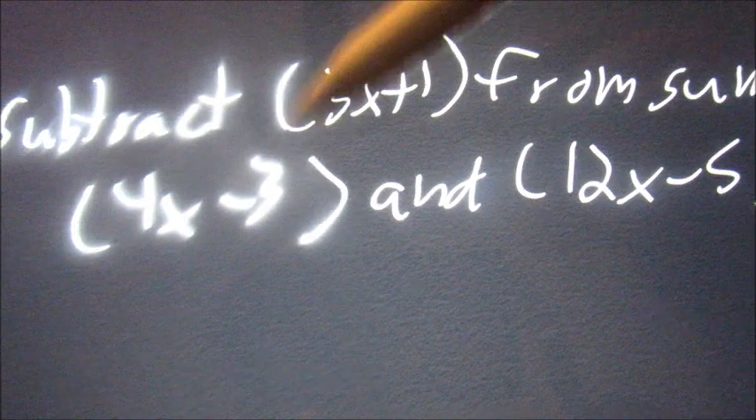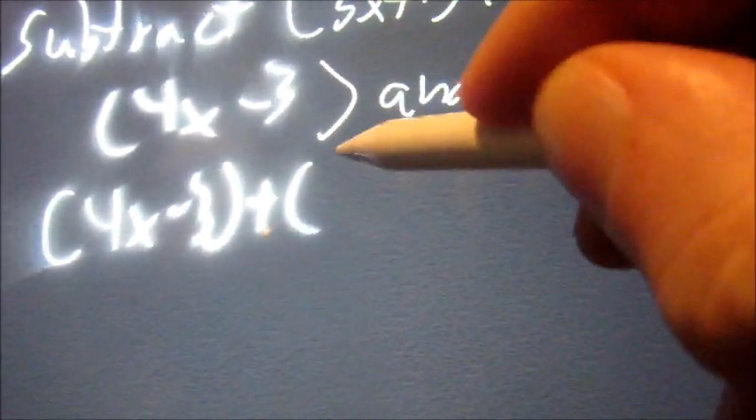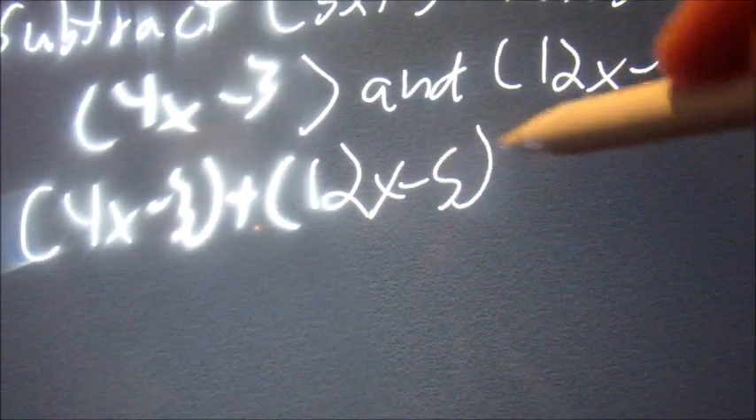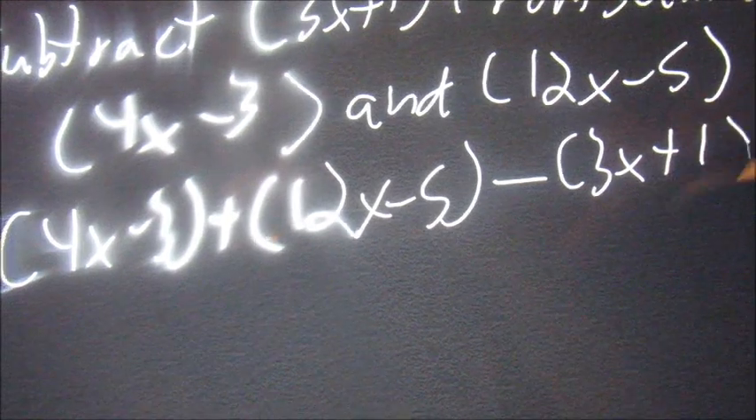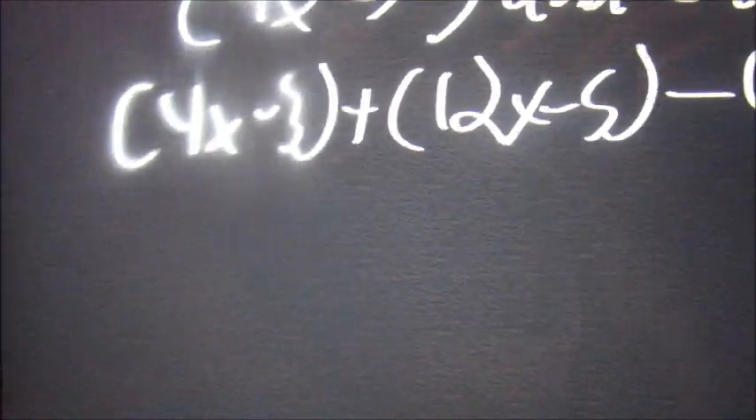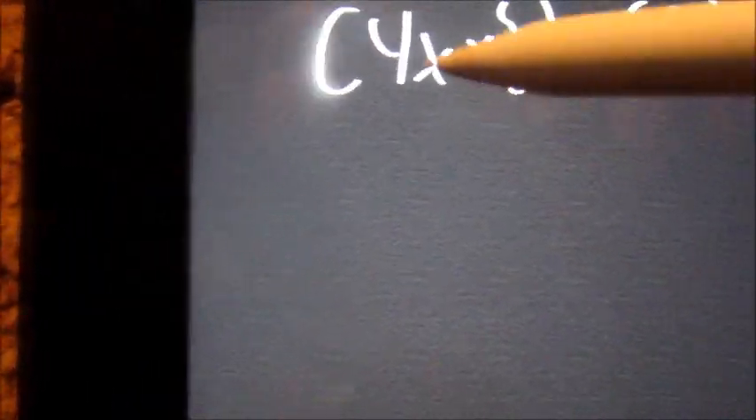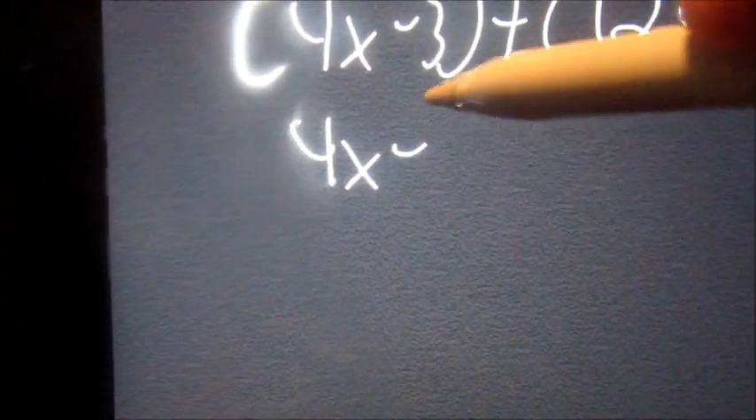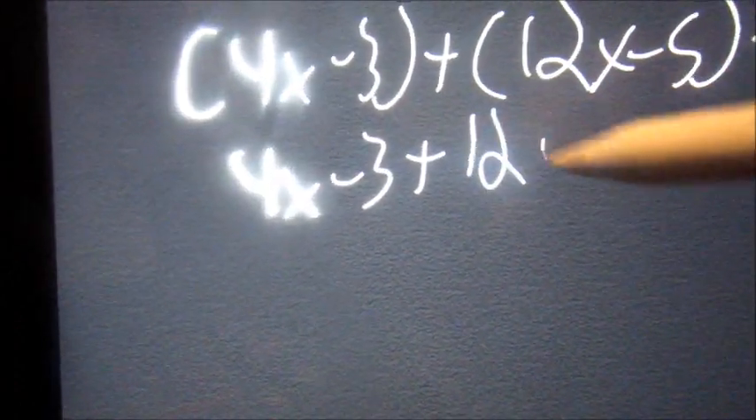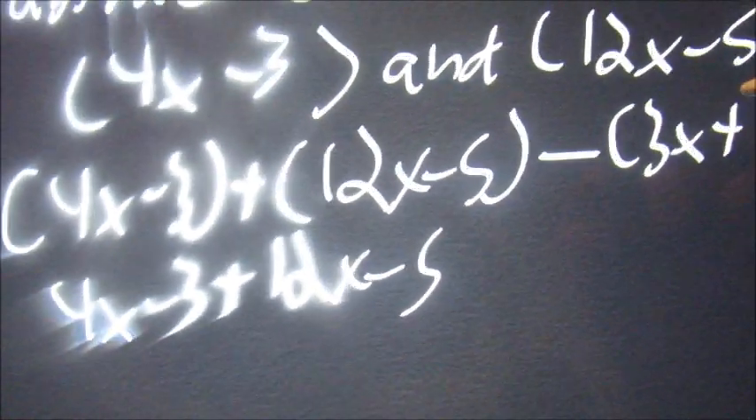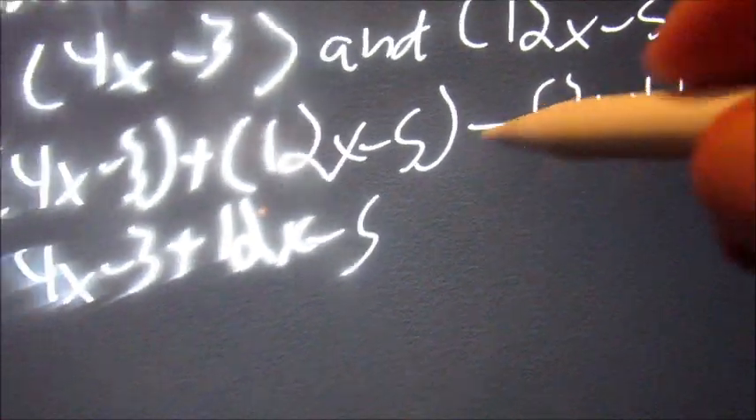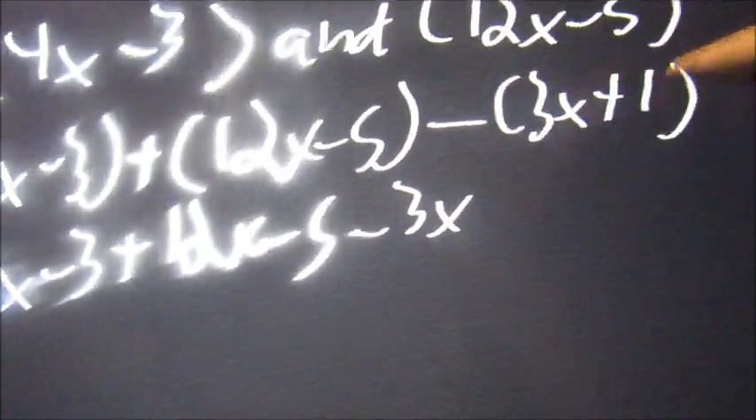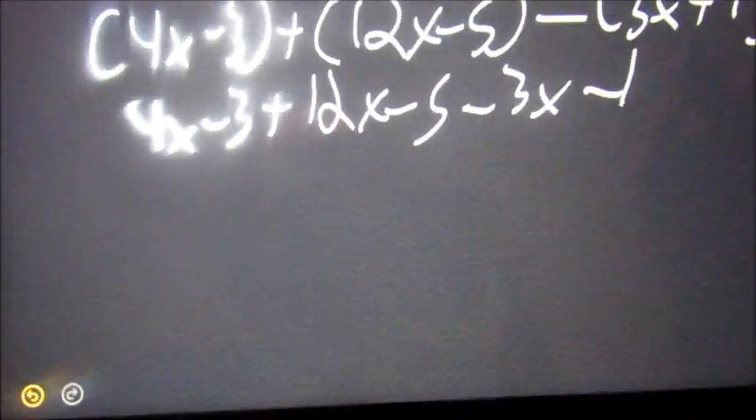And this part's a sum, so I'm just going to put this as 4x minus 3 plus 12x minus 5, and then minus the 3x plus 1. So now I'm going to just get rid of the parentheses. We have 4x minus 3 plus 12x minus 5. Now when we're subtracting, we have to change the sign of everything inside here. So 3x becomes minus 3x, plus 1 becomes minus 1.